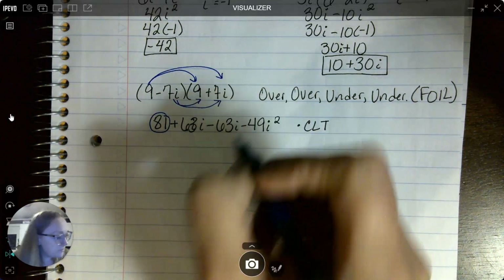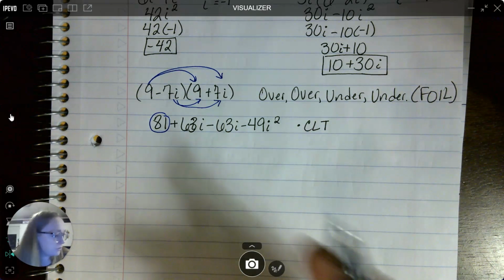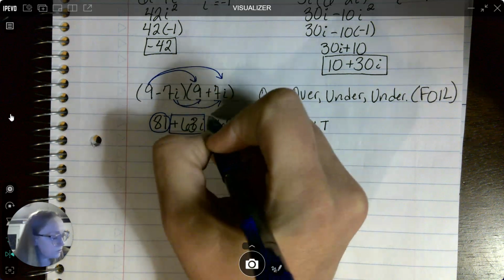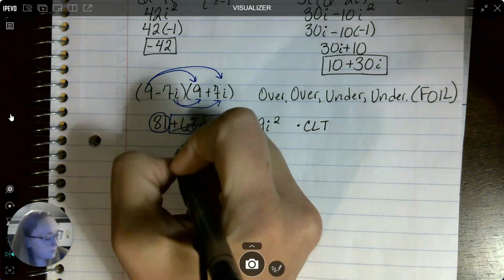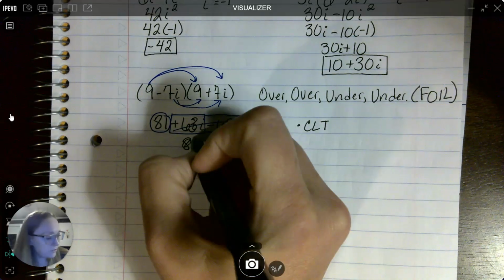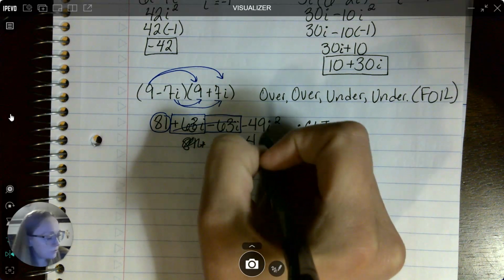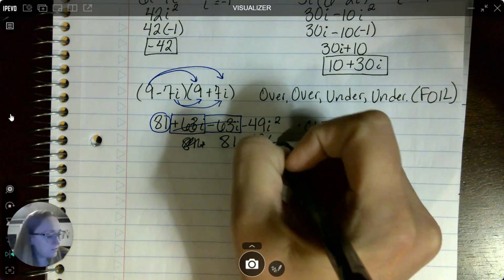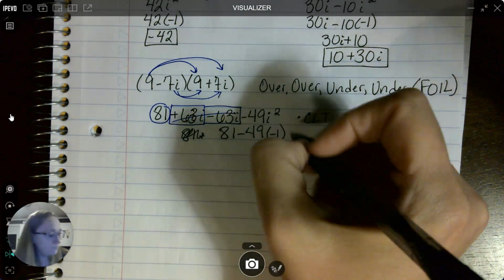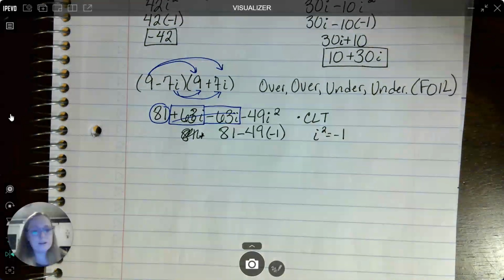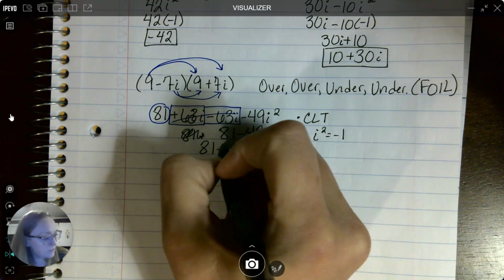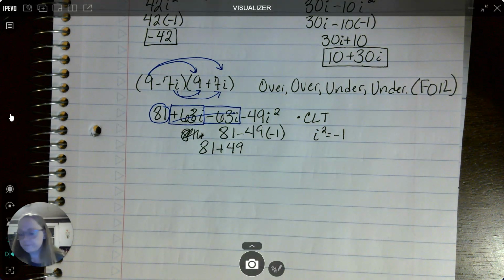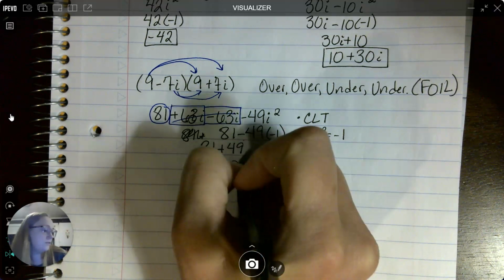Okay. So we FOILed. Now we will combine like terms. Left to right, combining numbers with numbers. There's no other number without a variable term, so what I can combine here is 63i minus 63i, which is 0. They will cancel out. I'm left with 81 minus 49 i squared, but i squared is -1. So I can go ahead and replace that. And so I get 81, negative times a negative is a positive, plus 49. Add that up, and I get 130.